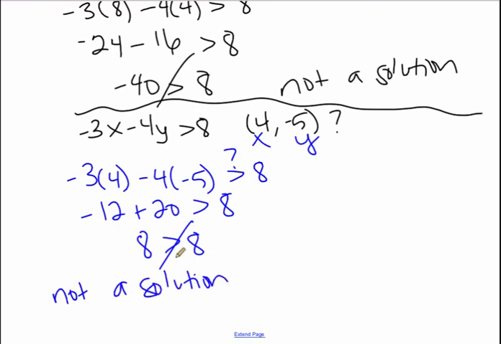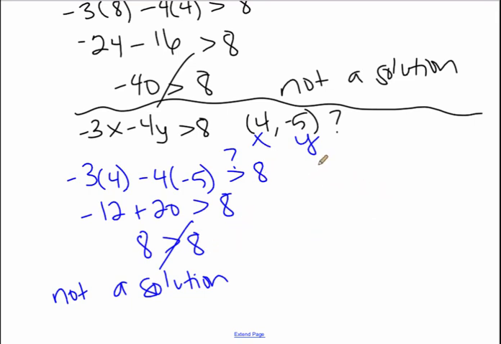Now, what does this mean here if I get the same number on both sides? This is an indicator that this point is on the line. This point here is on the boundary line of this inequality. If I were to graph this, this point would be on the actual line. And the reason that it's not a solution is because the line would be a dotted line. The line's going to be a dotted line, and therefore that's why this is not a solution, because it's on the line and the line is dotted.